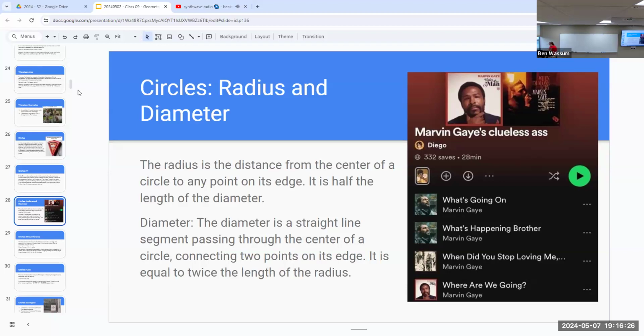Radius is the distance from the center of circle to any points on its edge. It is half the length of diameter. Realistically, you're going to use radius. If anything ever gives you a diameter, you're going to take that diameter, you're going to chop it in half, and you're going to work with the radius. You want to use the radius.